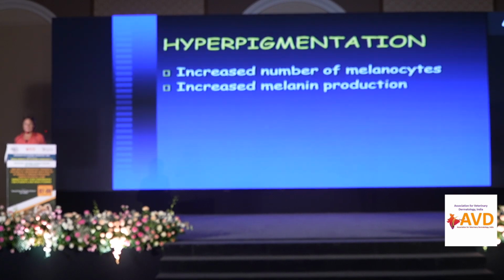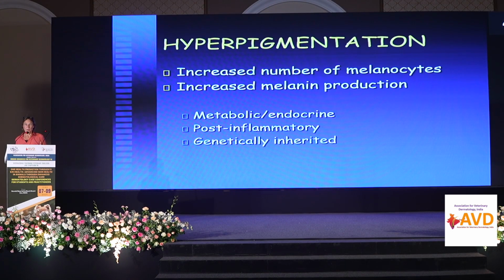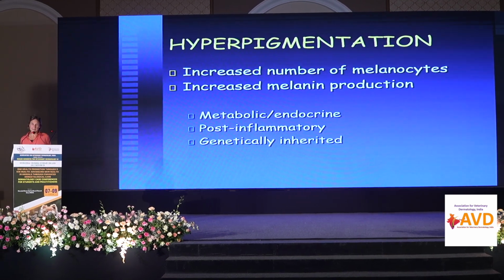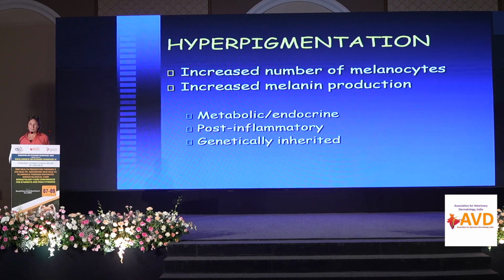Okay, so let's start with diseases that present with hyperpigmentation. Like I said, it could be an increased number or an increased production. What are examples of that? One could be a metabolic endocrine disease, and we're going to look at some slides. The other one, most common, is post-inflammatory. The skin has very limited ability to react to irritations.